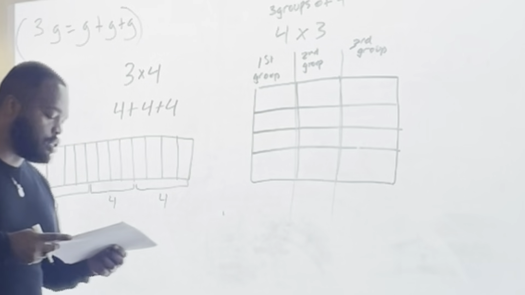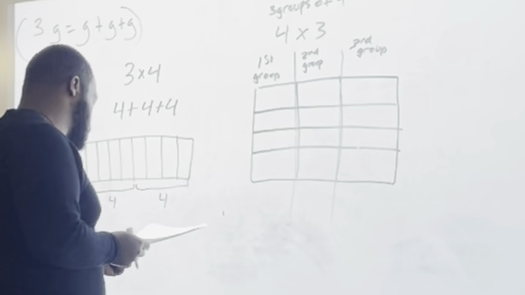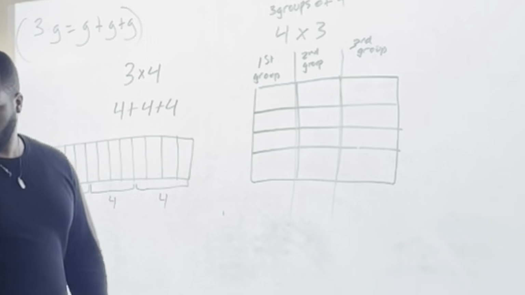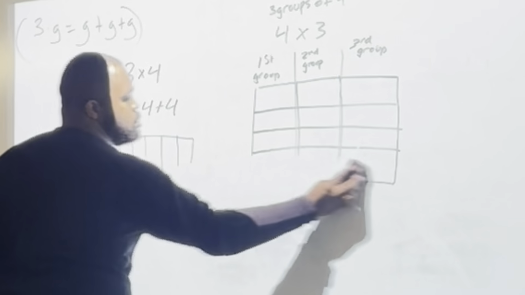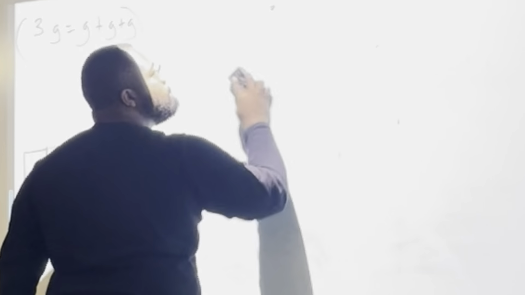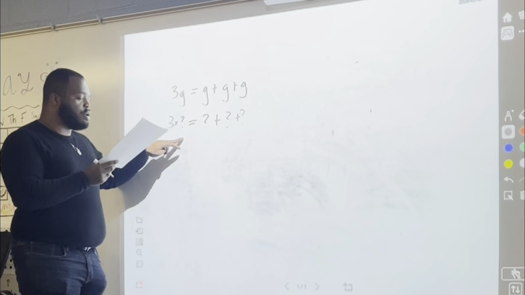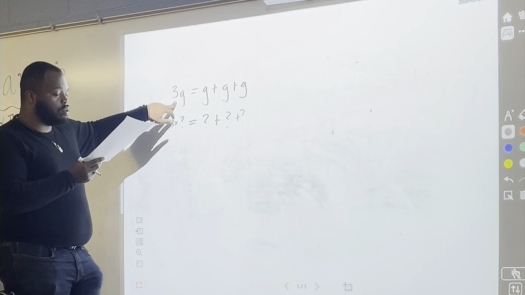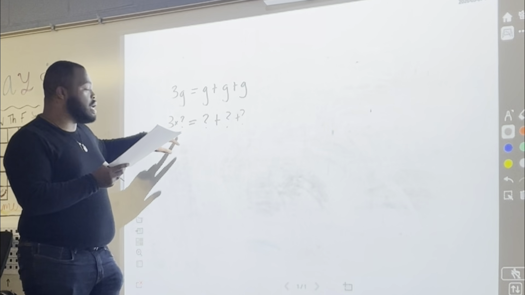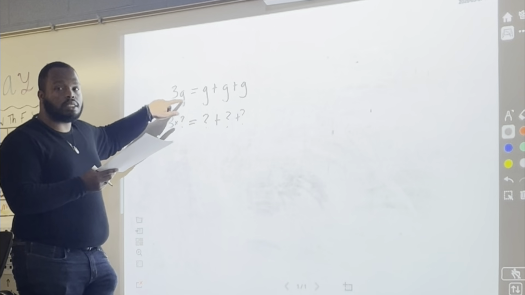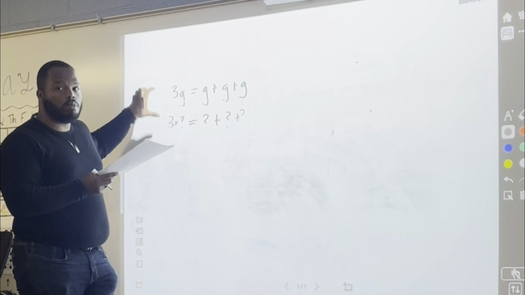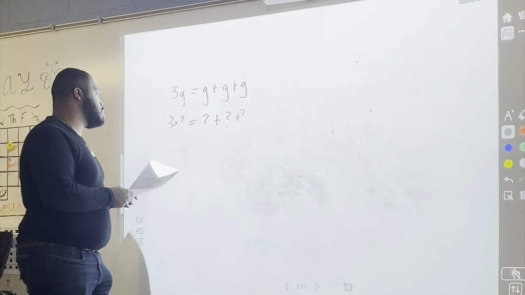Okay, so now we're going to move to the variables. So let's go ahead and erase this. When a number is next to a variable, that means that we're multiplying. So if a variable like this is next to a number, that means that we are multiplying it. So 3 times G.